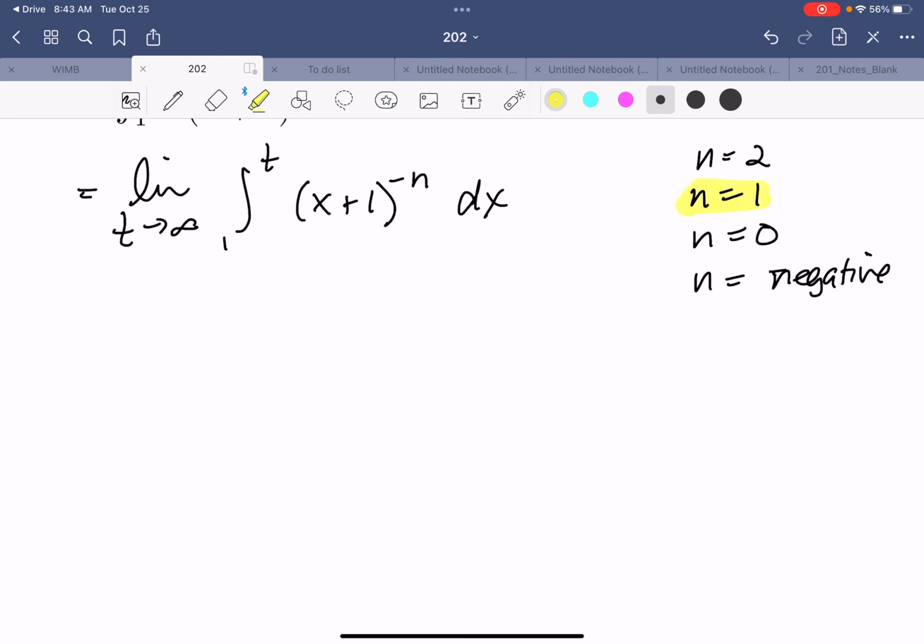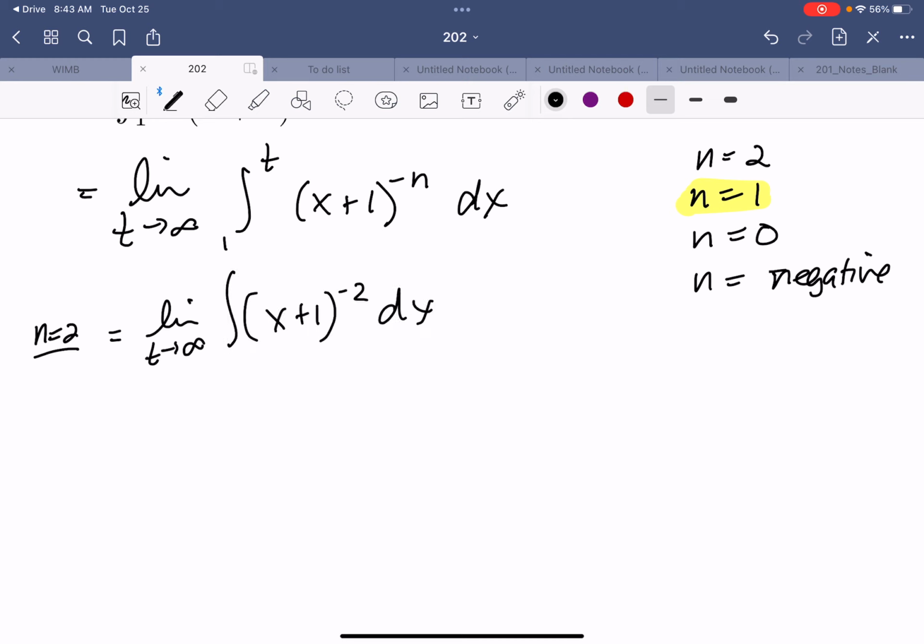The special case is when n is 1, where we get a natural log. So we're going to have to do that one separately. Let's think about how we integrate it. For n equals 2, this is the limit as t goes to infinity of the integral from 1 to t of (x plus 1) to the negative 2 dx. That's going to be the limit as t goes to infinity of (x plus 1) to the negative 1 over negative 1, evaluated from 1 to t.